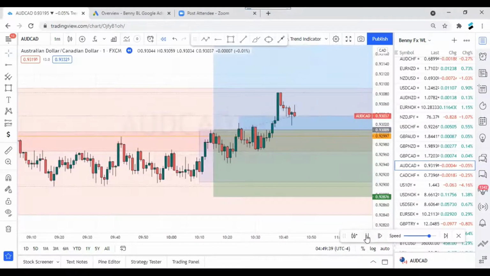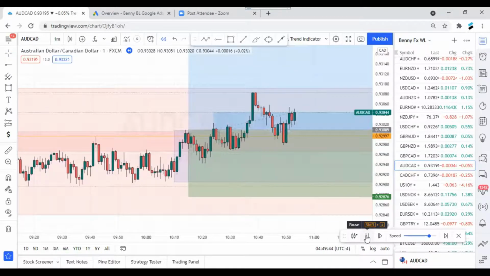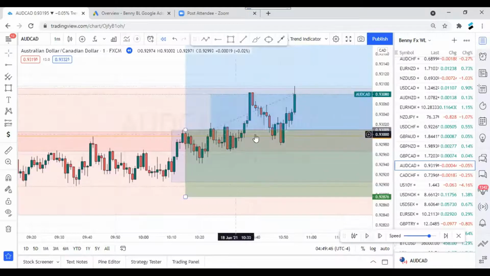Come back again. Okay, come back to retest again. Come back to retest where we have the high. This is the high. Come back to retest. This is a low. This is the high. This is the break. Right, so price came back again after price made a convincing break.